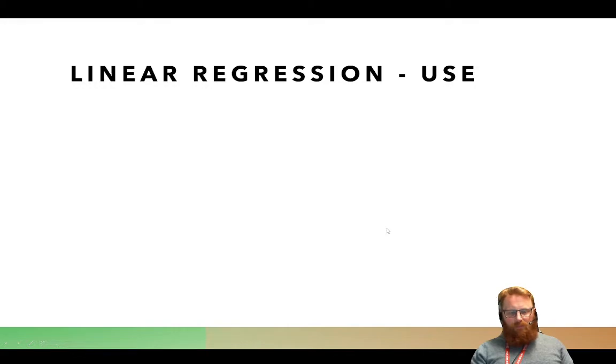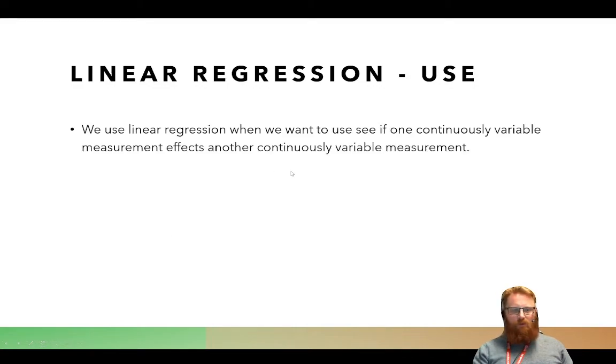So now you sort of have some idea of how linear regression works. Can you use it? Yes, you can, right? So linear regression is used whenever you want to see if one continuously variable measurement affects another continuously variable measurement. What is continuously variable? It means that sometimes you might get a value of 1, sometimes you might get a value of 2, and theoretically you could get any value in between.